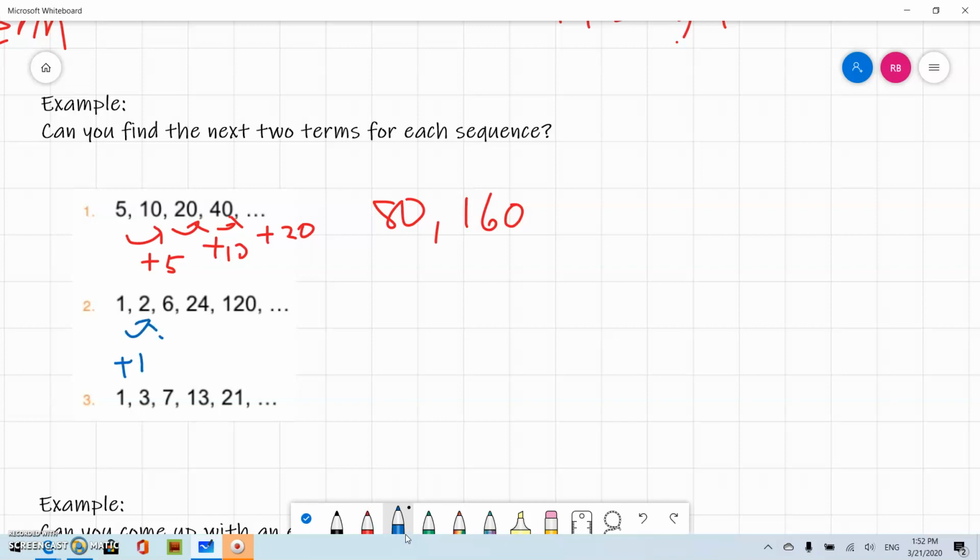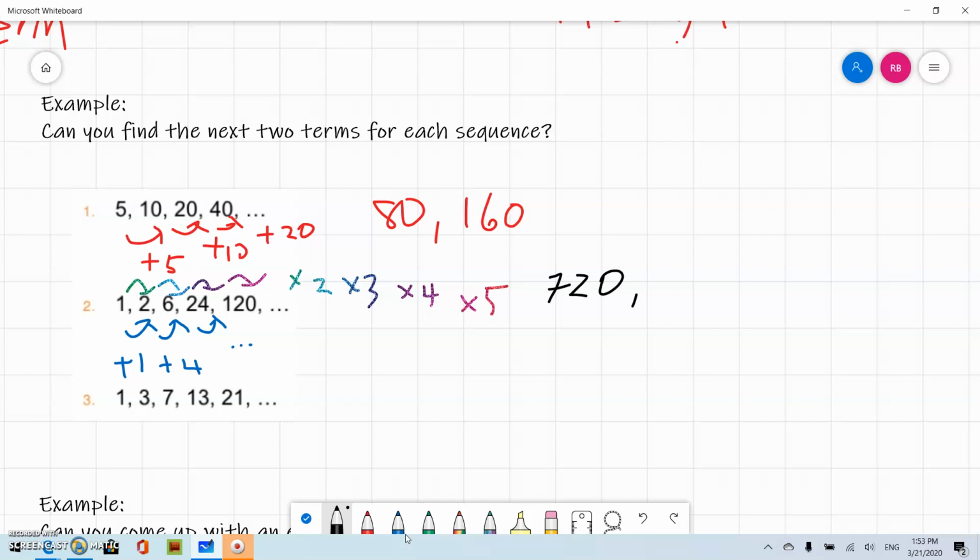The second one, I'm adding 1 and I'm adding 4. I feel like it may not be with addition. So let's explore multiplication. First, I multiply by 2, and then I multiply by 3, and then I multiply by 4, and I multiply by 5. So this looks like a reliable pattern that we have. So then the next number, I'll multiply by 6, and I'll get 720. And then the next number, I'll multiply by 7, and I'll get 5040.